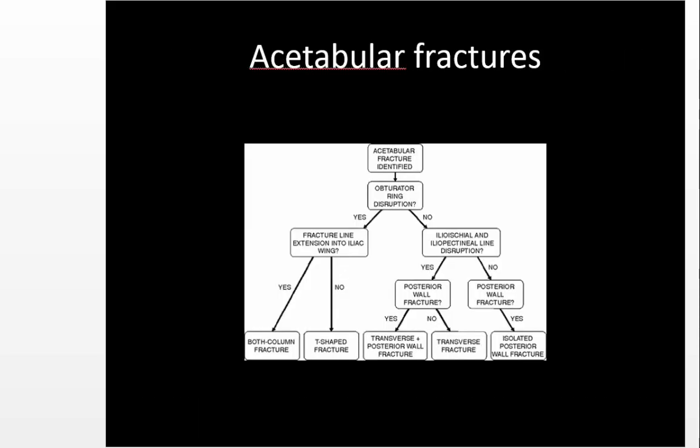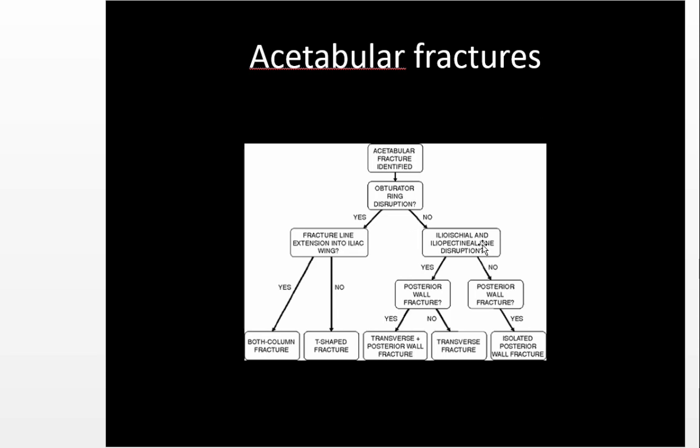The last fracture I want to talk about today is an isolated posterior wall fracture, which is, by the way, the most common type of acetabular fracture that you're going to experience in your clinical practice. An isolated posterior wall fracture is the most common of these fractures. So the obturator ring will not be disrupted. There will be no involvement of the anterior or posterior column.